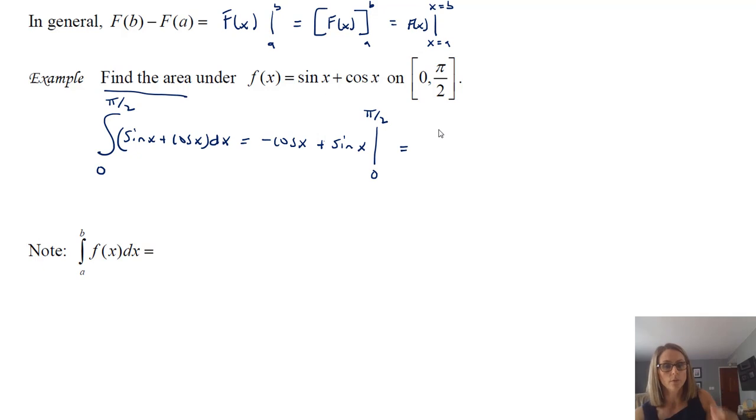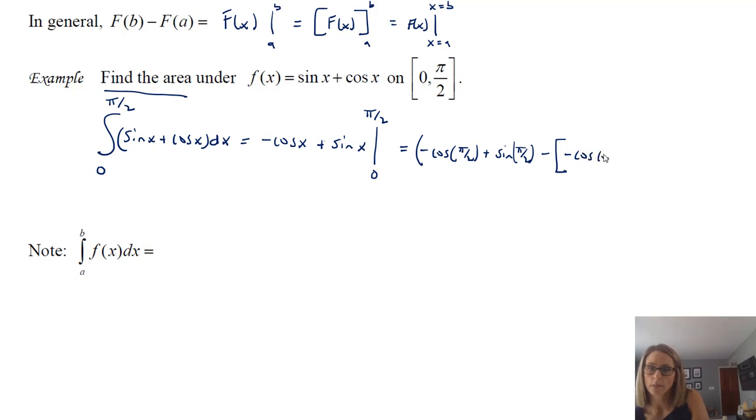Then what I'm going to do is use that fundamental theorem part 2. And I'm going to have negative cosine, we're always starting with b, pi over 2, and then sine of pi over 2. And then we're going to subtract, and I have two terms, so I'm going to use a big parenthesis here, a bracket. I have negative cosine 0 plus sine 0.